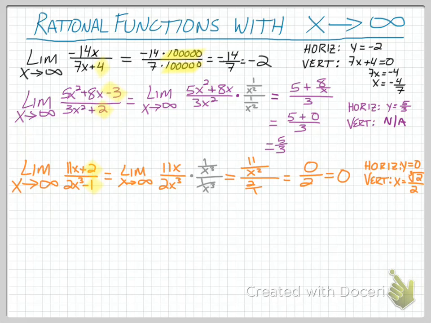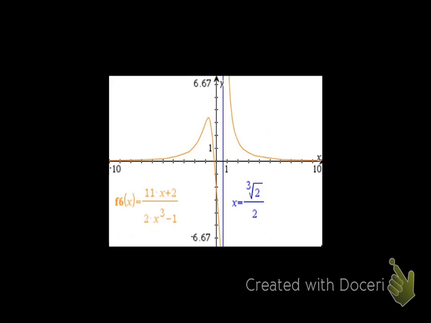Let's take a look at that graph real quick. Okay, so here we see we've got our vertical asymptote at the cubed root of 2 over 2, and we can see that as we go to our extremities, we are indeed approaching 0. So this is matching up with what we just found as well. Alright, we got one more example.